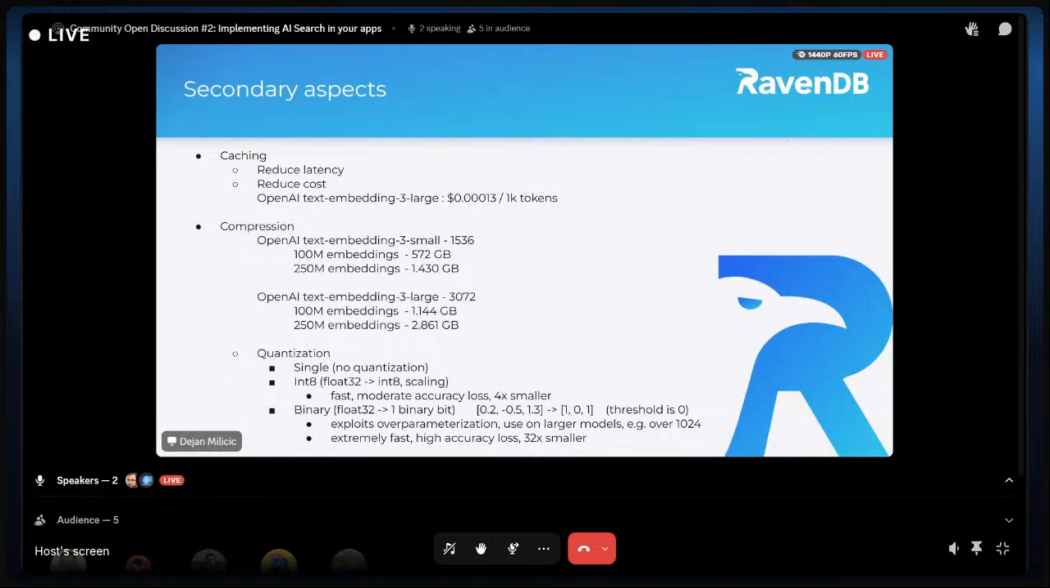This operation means that you will end up with 32 times smaller vectors, so very, very aggressive caching. And it's extremely fast because now comparison between such binary vectors is very efficiently implemented, to the extent that it's supported on most modern CPUs with vector instructions directly supported on the CPU level.